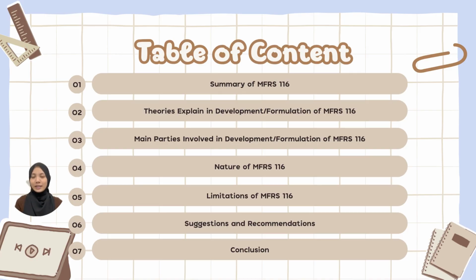The fourth one is limitation of MFRS 116. Even though the standard is useful, it has weaknesses. So we discuss estimation uncertainty, revaluation volatility, high compliance cost, and subjectivity in impairment.